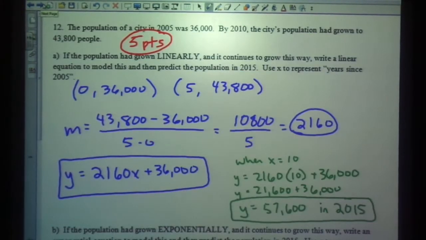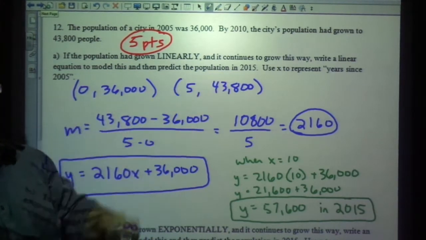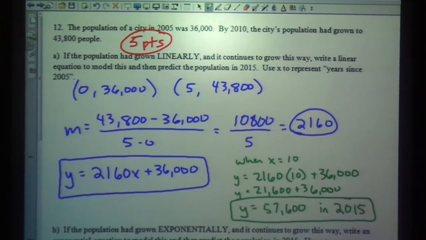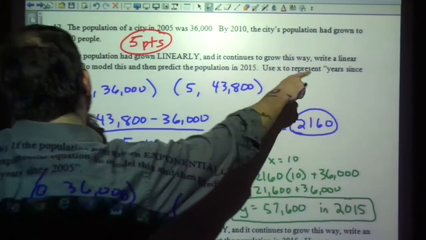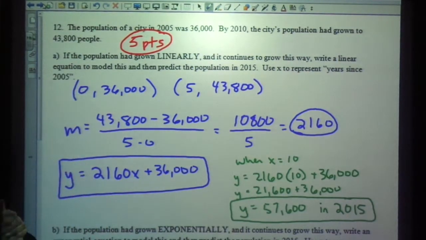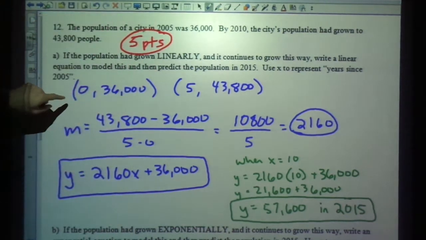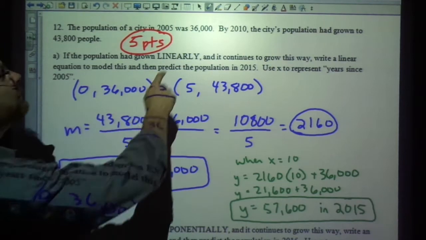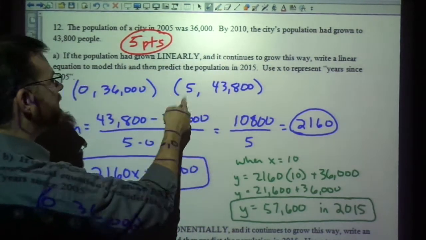Last page. These are 5 points each. 3 for the equation, 2 for answering the question. Now this says use x to represent years since 2005. So in 2005, my x value is just going to be 0, because it's 0 years since 2005. In 2010, my x value is just going to be 5.